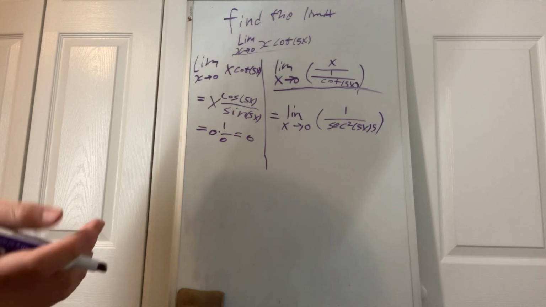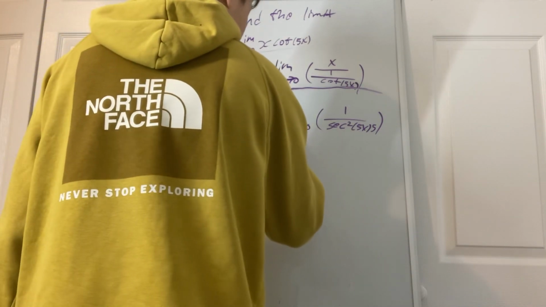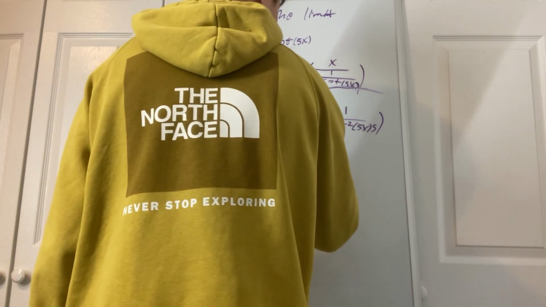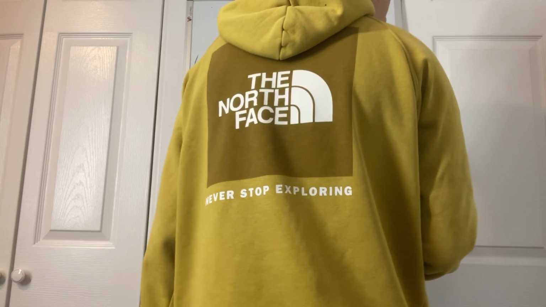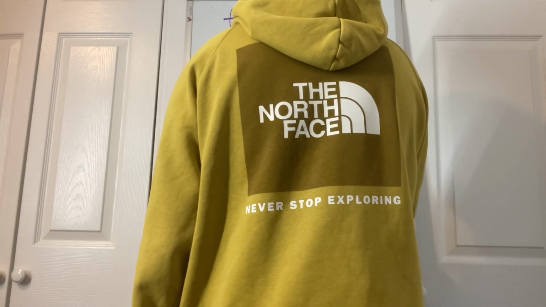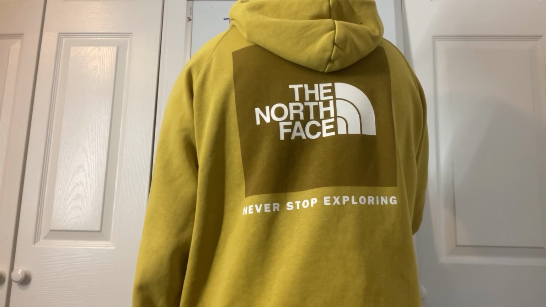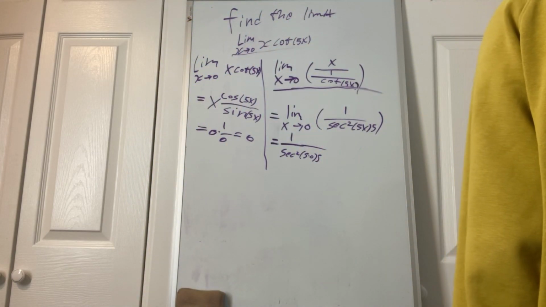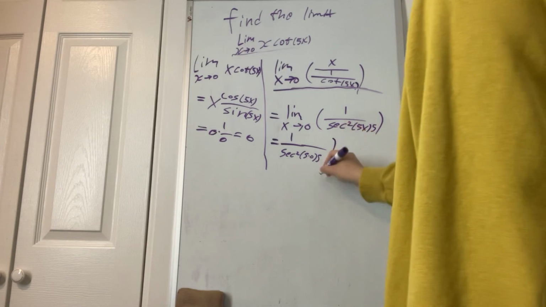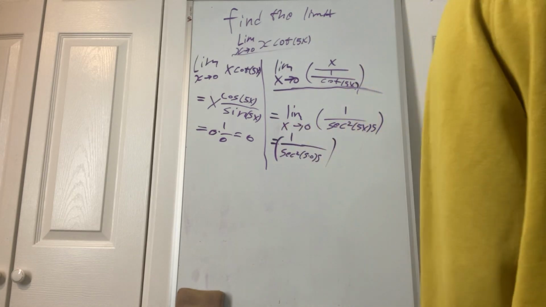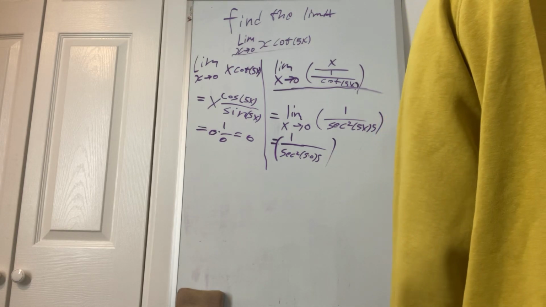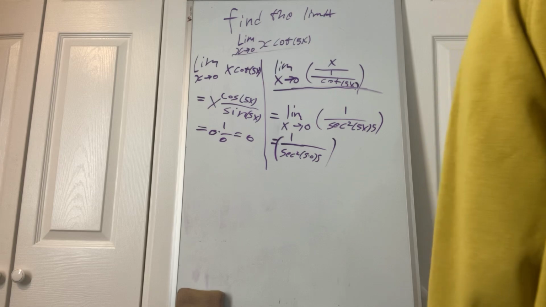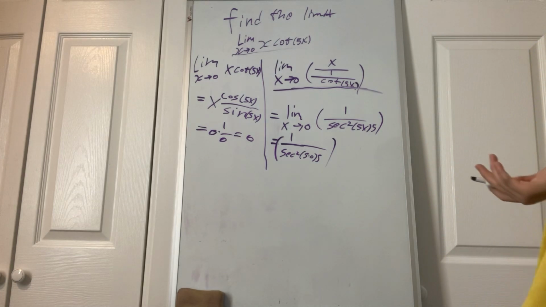And then you skip a few steps and get 1 over secant squared of 5 times 0, times 5. That's how it should look. And then after reaching this step, the end is pretty clear, and I'm pretty sure you could do this by yourselves at this point.